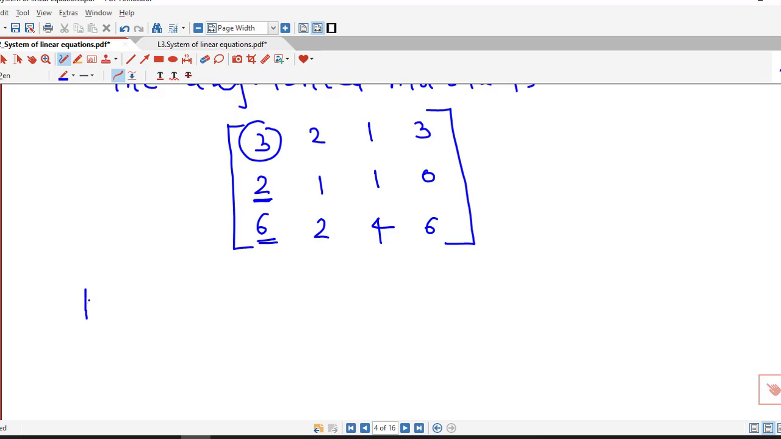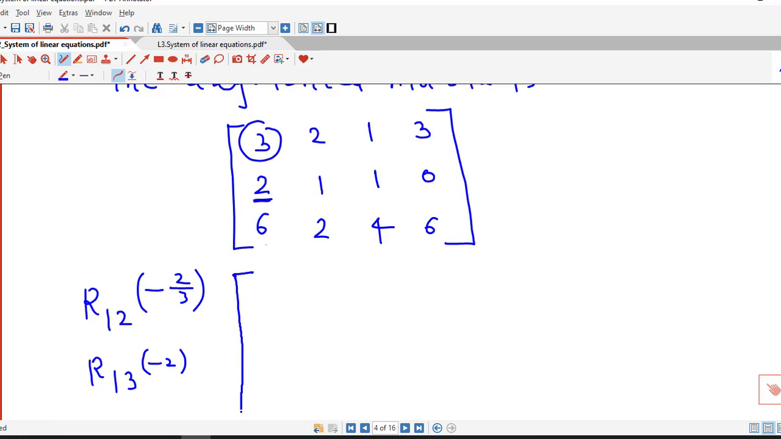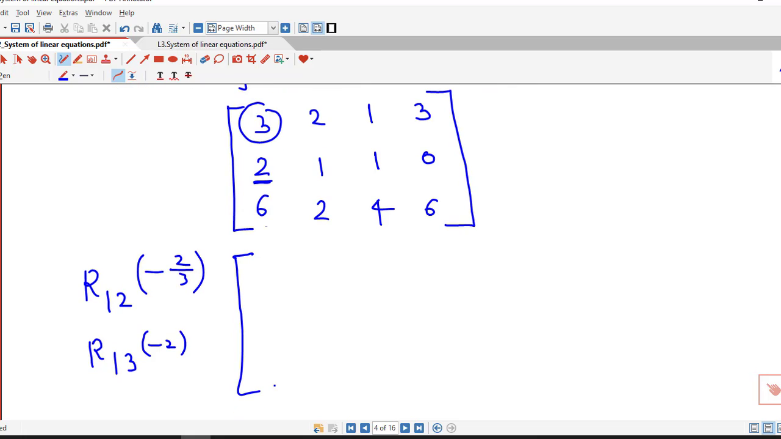So for that I have to multiply first row by -2 by 3 and add in second row. Similarly, I have to multiply first row by -2 and add in third row to obtain 0 here. So if we apply these two operations, second and third row will change. So first row remains as it is.